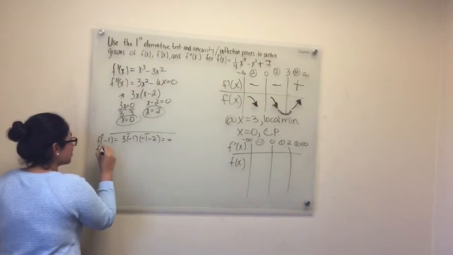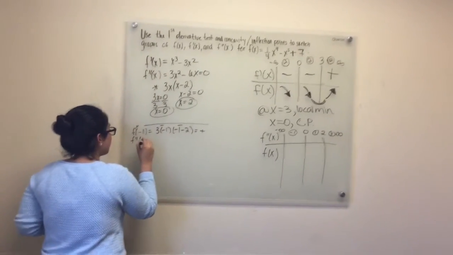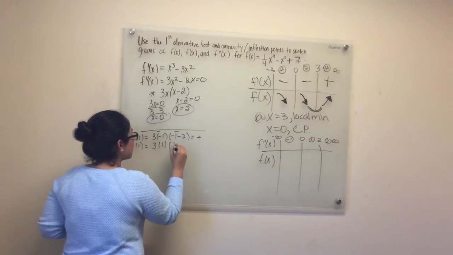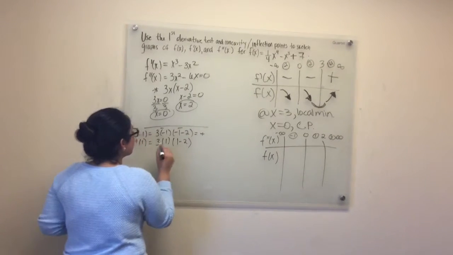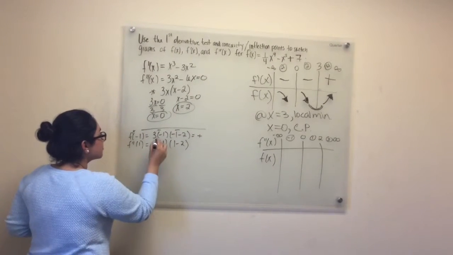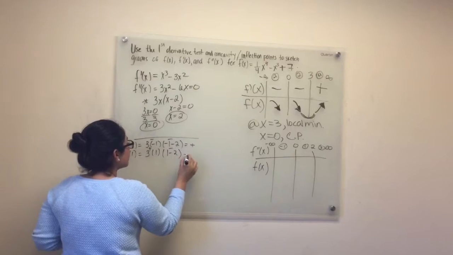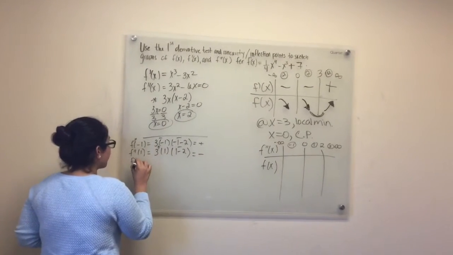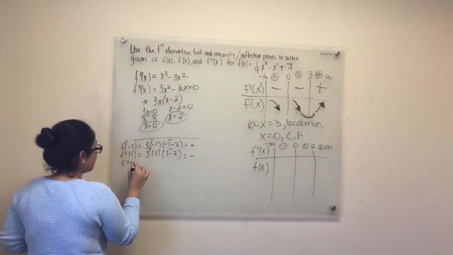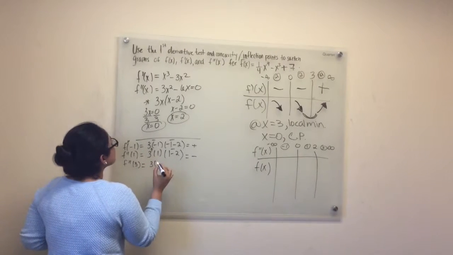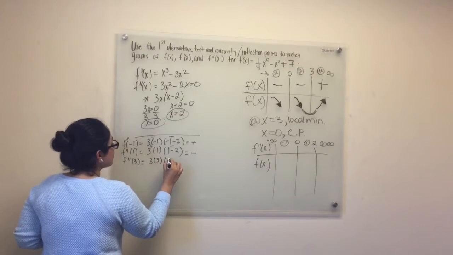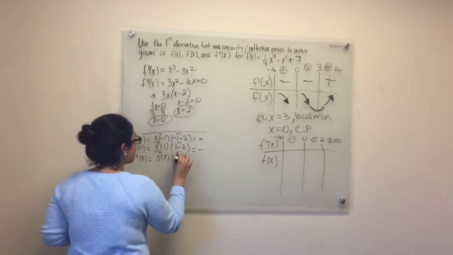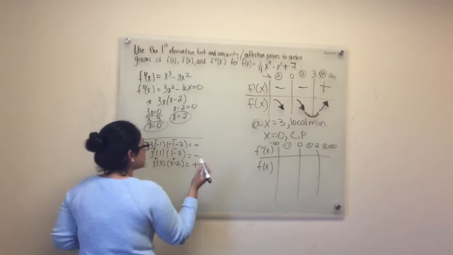And then again, I will do that for the point at 1. Plugged it in: 3 times 1 times 1 minus 2. And 3 times 1 is a positive. 1 minus 2 is a negative. Positive times a negative is a negative. And then again for the point at 3. So it would be 3 times 3 times 3 minus 2. 3 times 3 is a positive. 3 minus 2 is a positive. So positive times a positive is a positive.